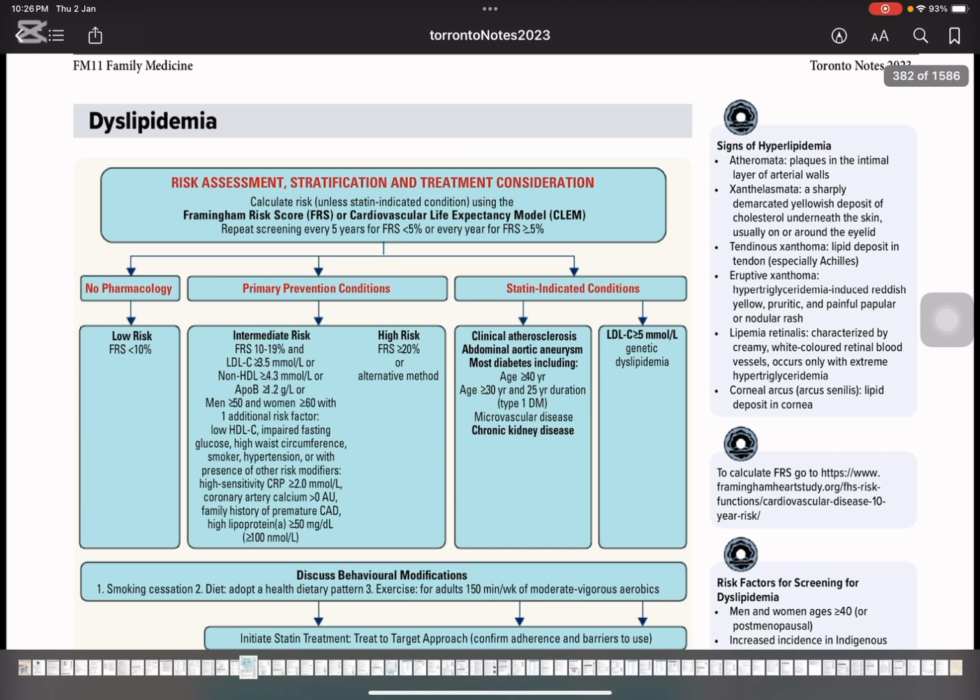To calculate FRS, the Framingham risk score, this is basically a calculator that we usually use in clinical practice to assess if the patient is at high risk, low risk, or moderate risk. So let's start with this flowchart first. Risk assessment, stratification, and treatment consideration. So we use FRS or the cardiovascular life expectancy model, that is CLEM. Repeat screening every 5 years if FRS is less than 5%, and every year if FRS is more than 5%. So if the patient is at less than 5%, this is basically a calculator.